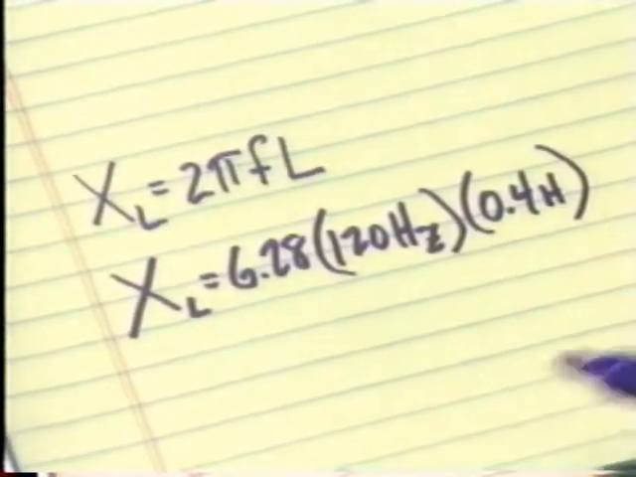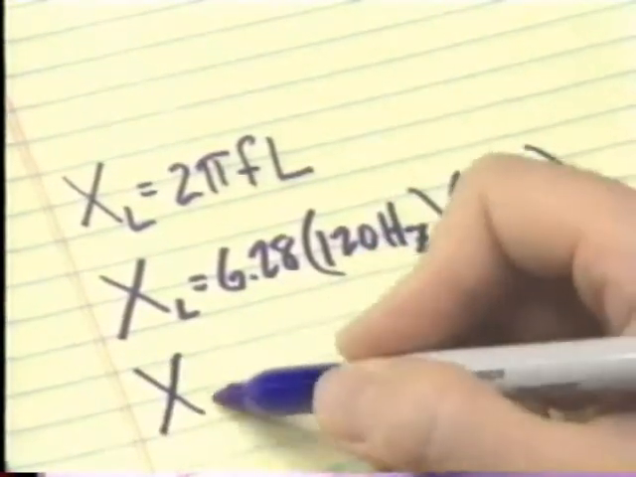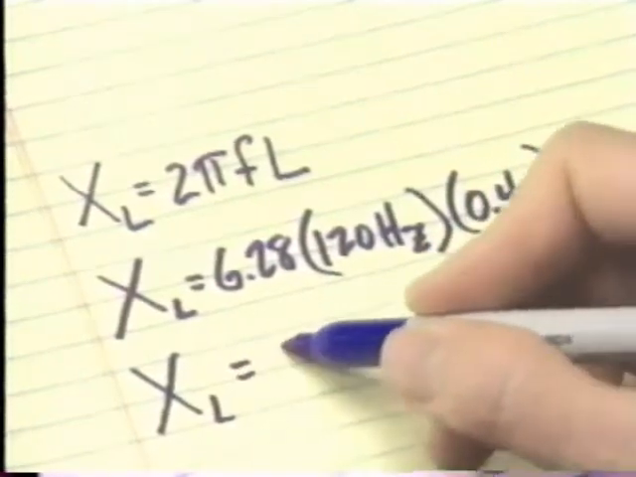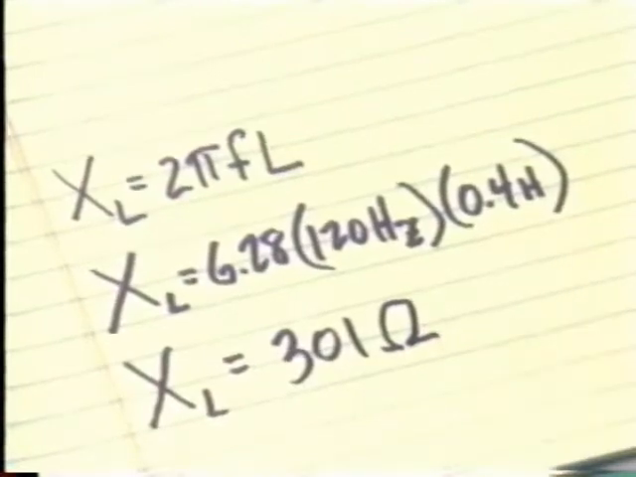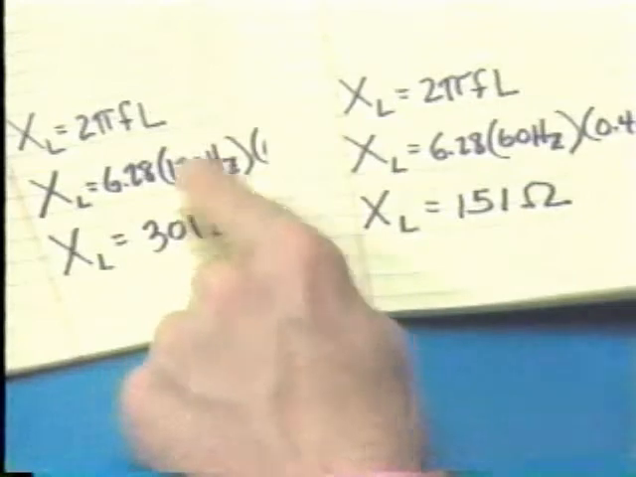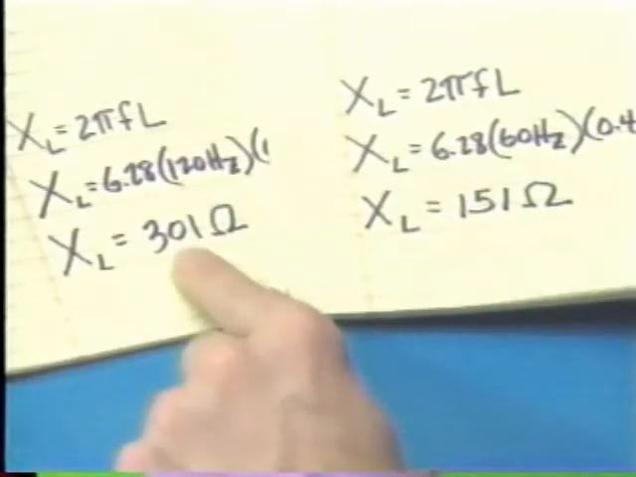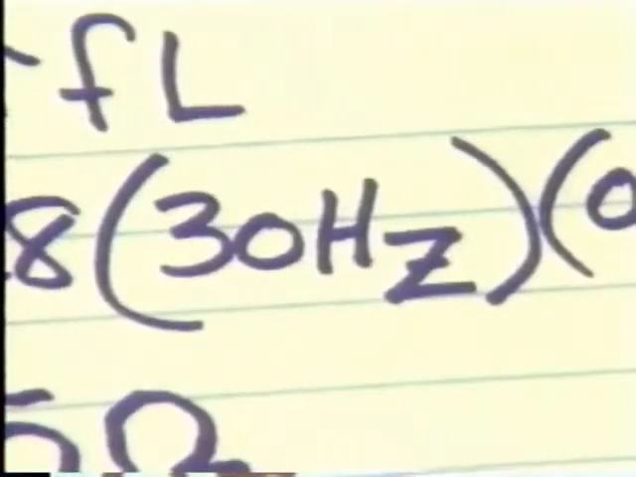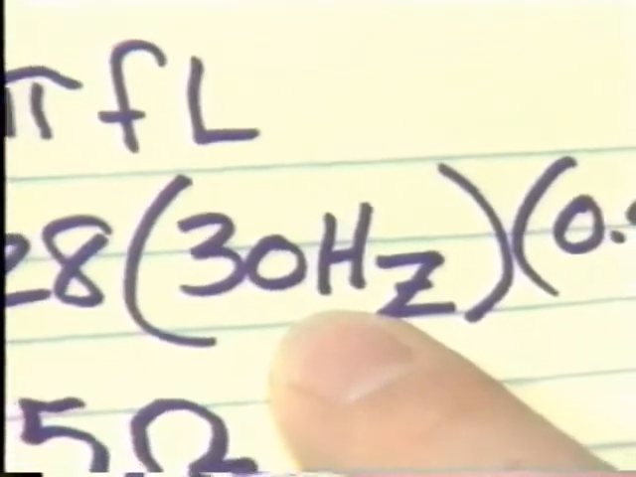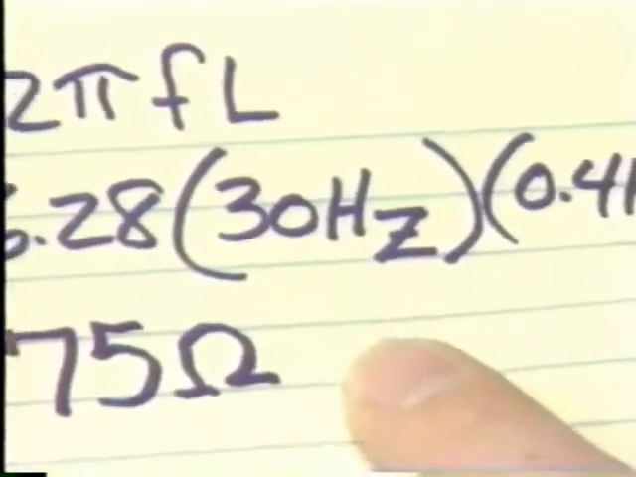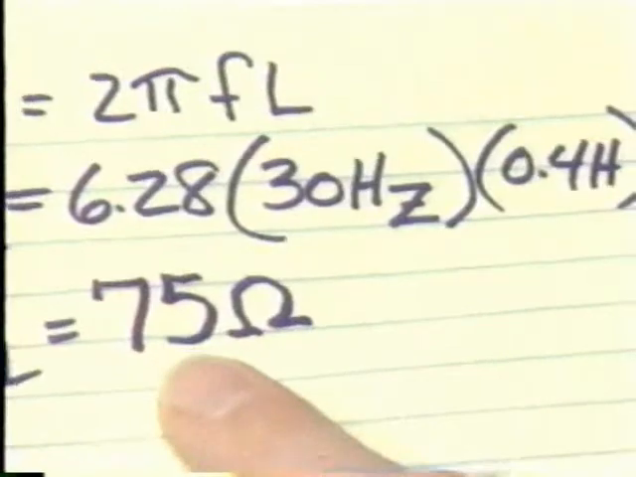6.28 times 120 hertz times 0.4 henries yields an inductive reactance of 301 ohms. Looking at the two solutions, notice that doubling the circuit frequency doubled the inductive reactance. This is a direct relationship. Because of this, if the original frequency of 60 hertz is reduced by half to 30 hertz, then the inductive reactance will also be halved to approximately 75 ohms.